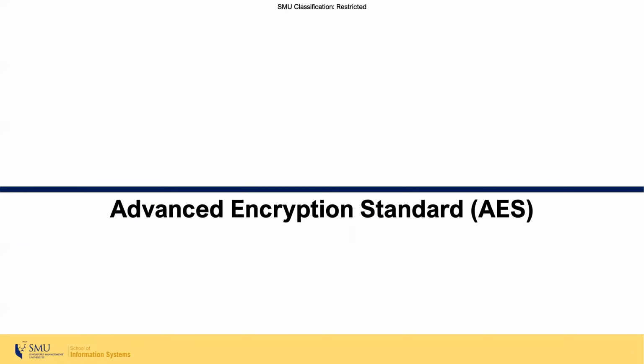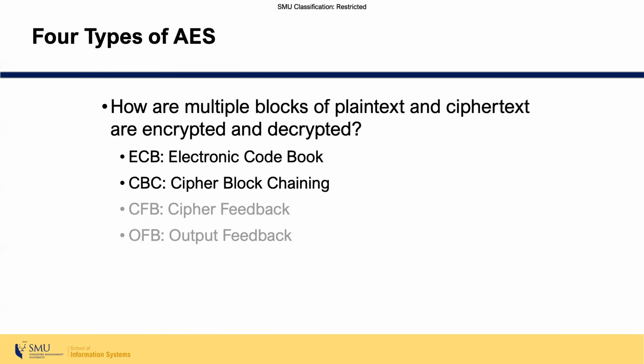Welcome back. In the earlier lesson, we discussed that there are two types of symmetric encryption methods, DES and AES. DES is the old encryption standard, and AES is the new, modern symmetric encryption method. So in this lesson, we're going to discuss the processes that are involved in AES.